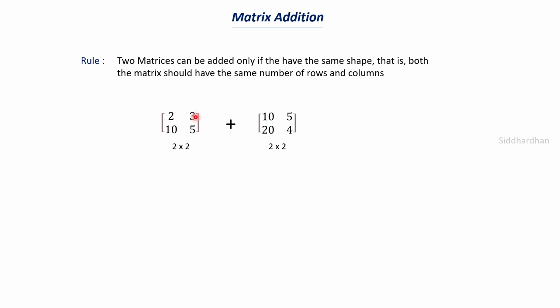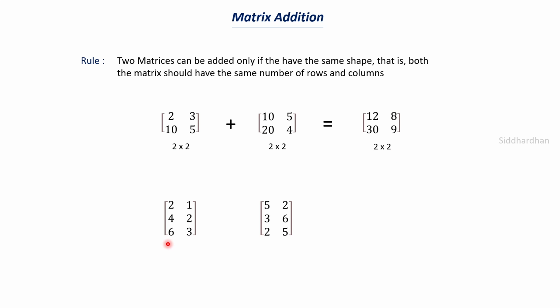Similarly, 3 will be added to 5, 10 will be added to 20, and 5 will be added to 4. This is a simple element wise addition. When you add 2 plus 10, we get 12, and 3 plus 5 gives 8. Similarly, element wise addition will be carried out. Now let's take another example. There is another thing: when you add two matrices, the resultant matrix also has the same shape. It is logical, right? When you add two matrices of the same shape, the resultant will also be of the same shape. Now let's consider this example.